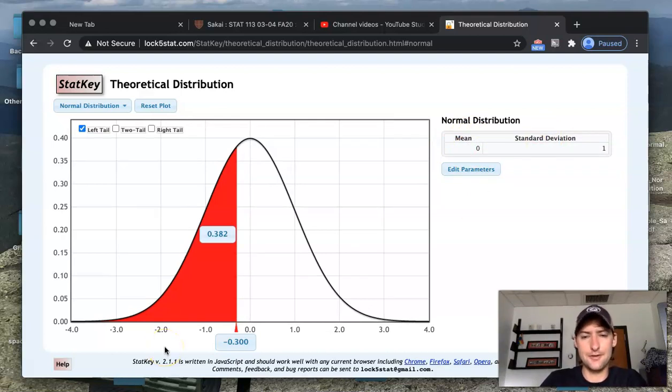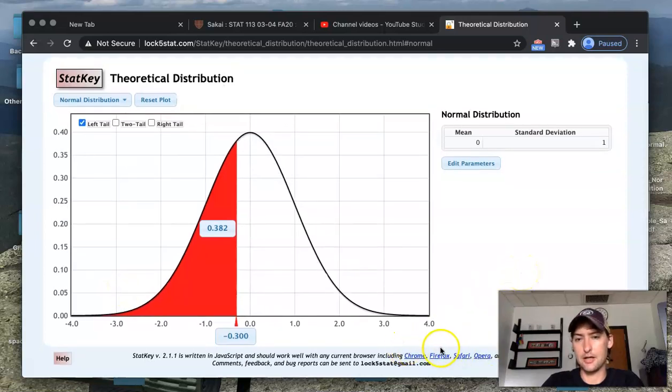Okay, cool. So hopefully this was helpful. If you have any issues with StatKey, email me right away. It should, as it says at the bottom, perform well with most browsers. It says Internet Explorer, but that's a terrible browser. So if you have any issues, let me know.